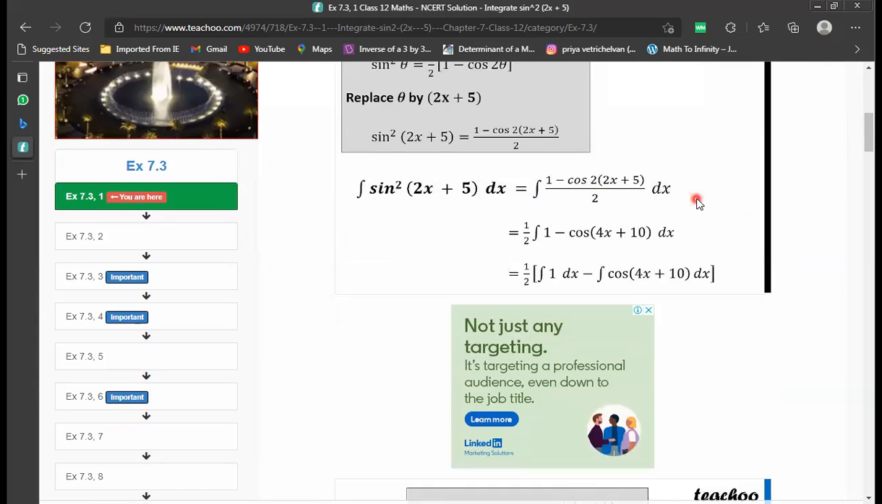2 into 2x plus 5 can be written as 4x plus 10. So now you can integrate this using the distributive law. Take the 1 by 2 outside. Integration of 1 is x. Integration of cos theta.